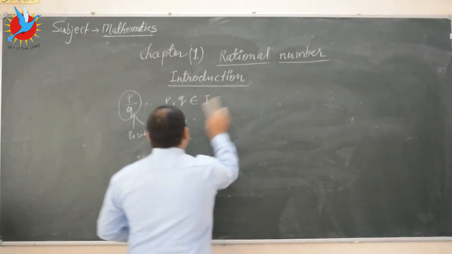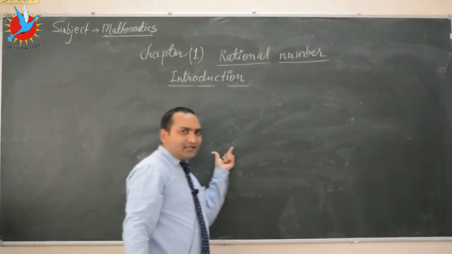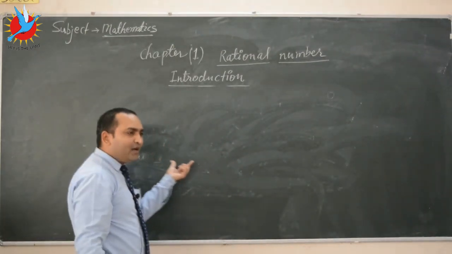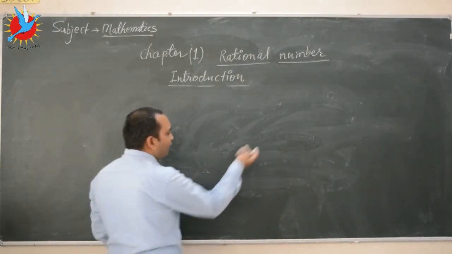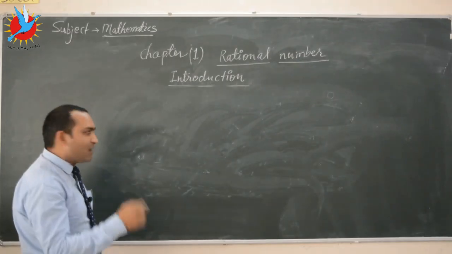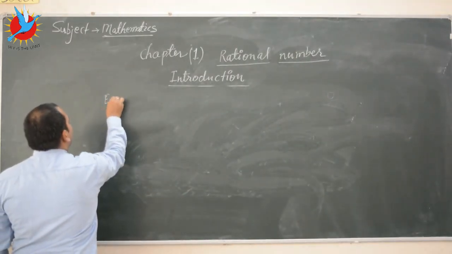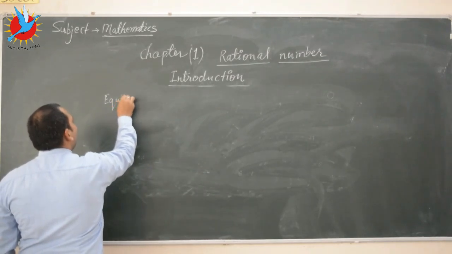So it is clear that a rational number is either positive or negative. It may be 0, because 0 is also a rational number and it can be written as 0 upon 1. What is an equivalent rational number?